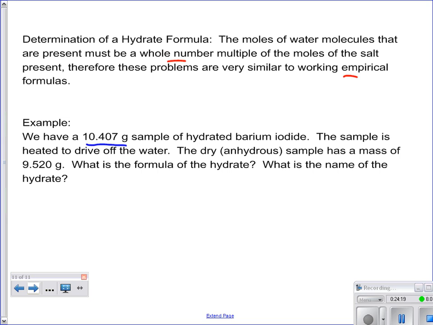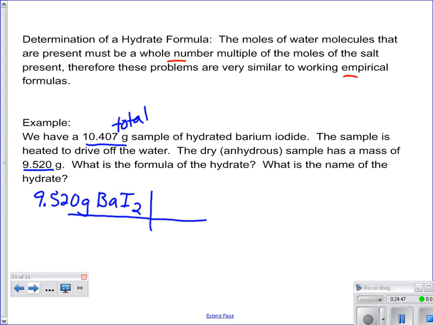This is giving me my total mass of my hydrate. So it says the sample is heated to drive off the water, and the dry sample has a mass of this. So what is that the mass of? Just the salt. So we've got 9.520 grams of our barium iodide, +2 -1. So that's how you write it. Okay, looks very similar to an empirical formula.